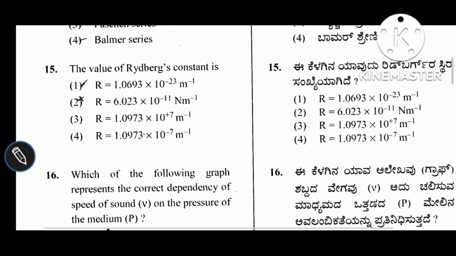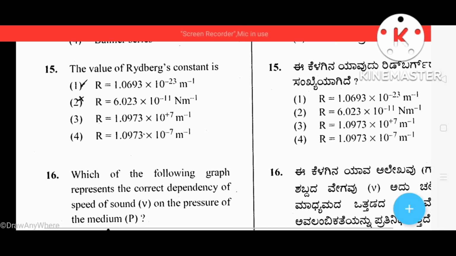15th one, the value of Rydberg's constant is, this is a direct value we are given. We know the standard value of Rydberg's constant, that is 1.0973 into 10 raised to plus 7 per meter. That is in the third option. Okay, so these are the 15 questions.